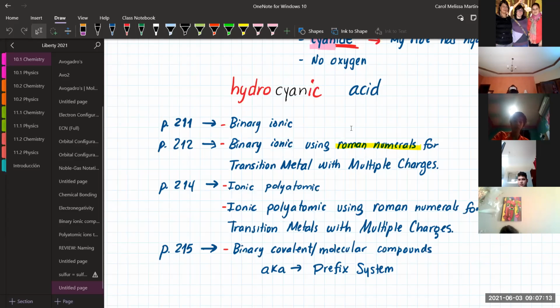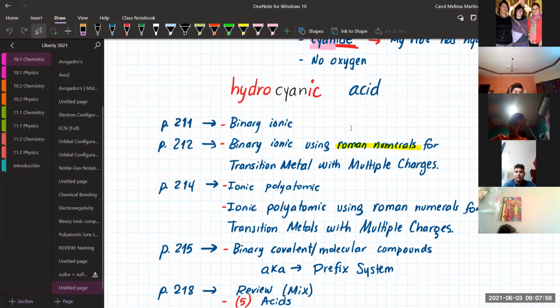And then on page 218, you have a review. That review is mixing all the topics. But also, if you take a look at part 5, it shows this kind of exercises. In part 5, you can find a few acids. So, work on those pages, okay?